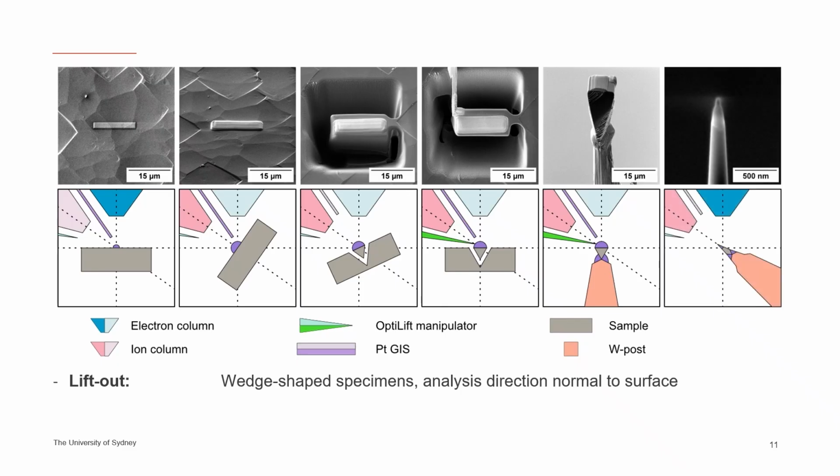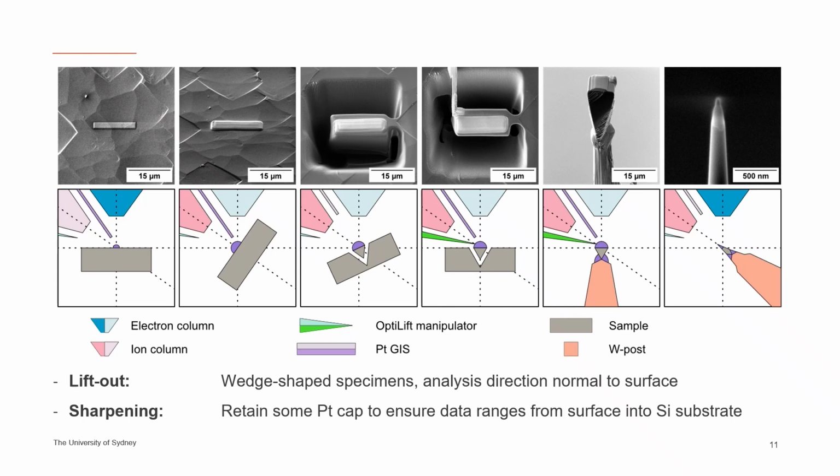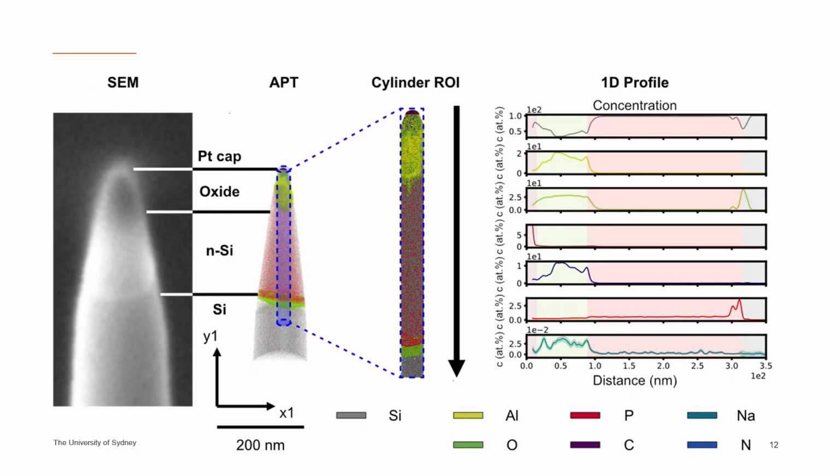Each tungsten post is then again tilted into the ion beam for annular milling. However, to ensure that our atom probe data would measure from the surface into the bulk material, we aimed to retain a small platinum patch on the very apex. This can be seen on the top right micrograph. On the left-hand side, you can see an SEM micrograph of a readily prepared specimen. You can see there's a very small platinum cap retained on the surface, followed by different layers into the bulk silicon substrate.